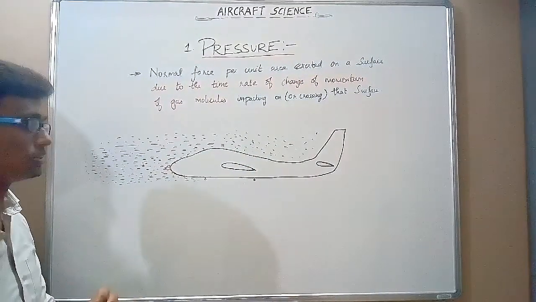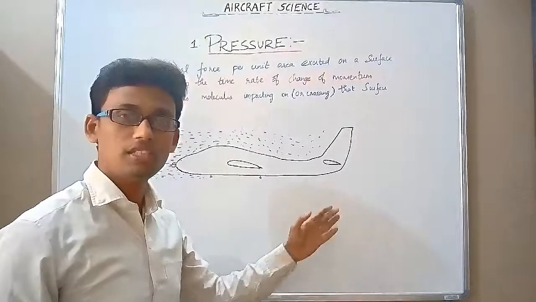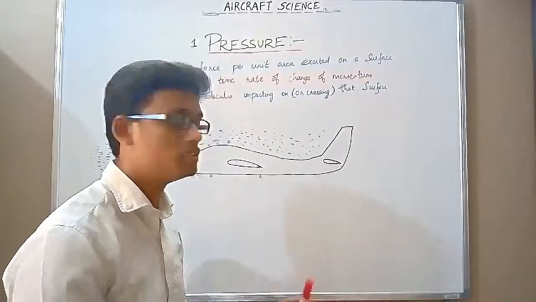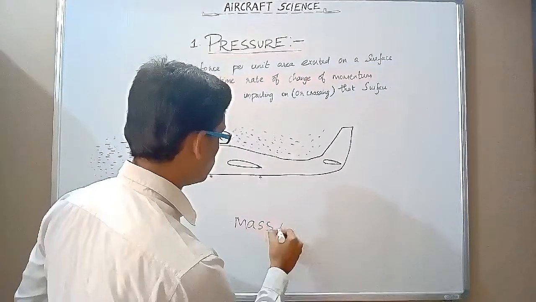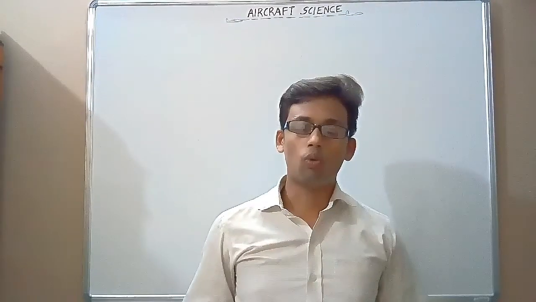So, what is momentum? Momentum is nothing but the quantity that decides the difficulty in stopping a body. This momentum is the product of mass and velocity. So, I hope you understood what is pressure.